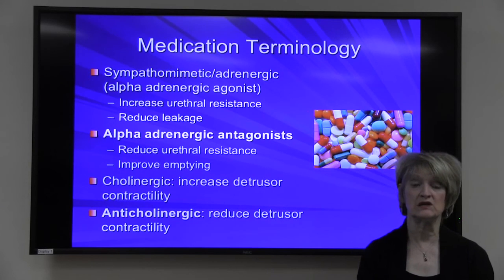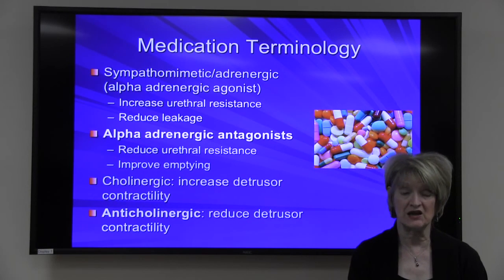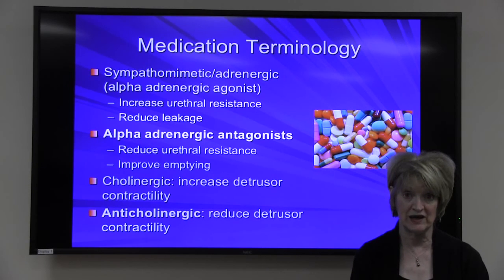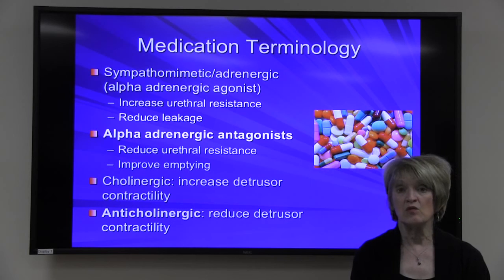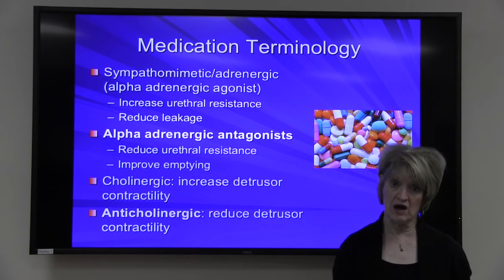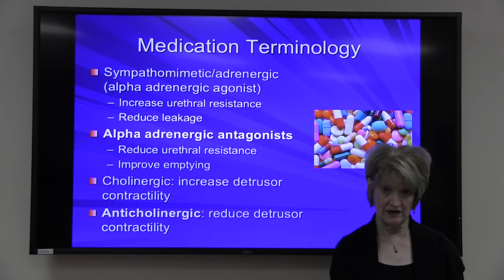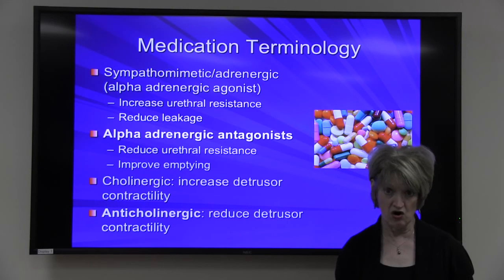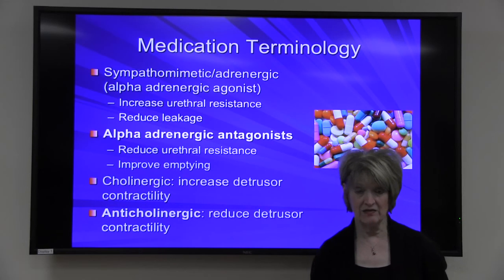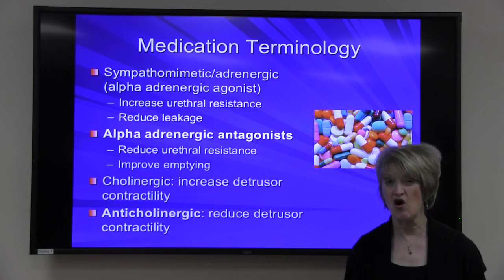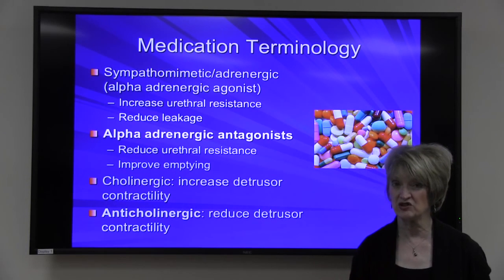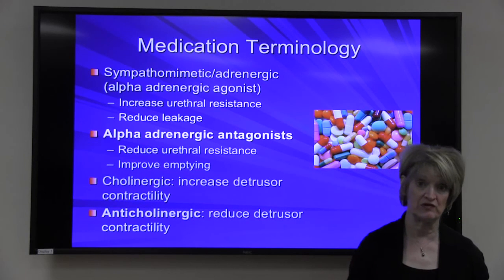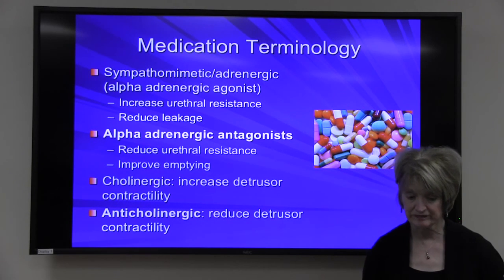So the last thing I wanted to cover here is medication terminology, because you're going to encounter this as we go through assessment and management. We've talked about how important the autonomic nervous system, the sympathetic and the parasympathetic nervous system, are to bladder function and to continence. So it makes sense that we would be looking to see, are there medications that we can use to improve function during the filling phase, to improve function during the emptying phase.